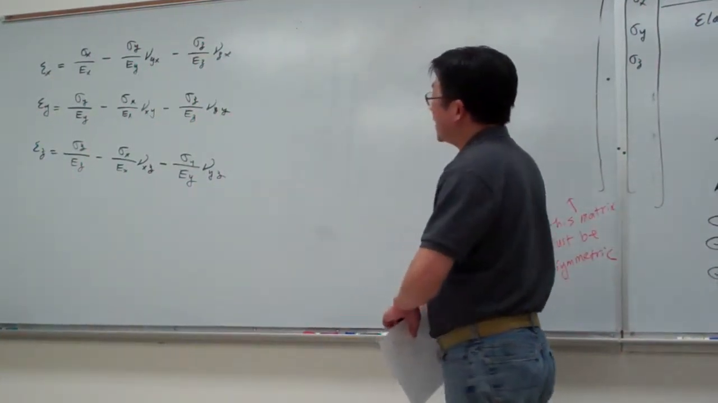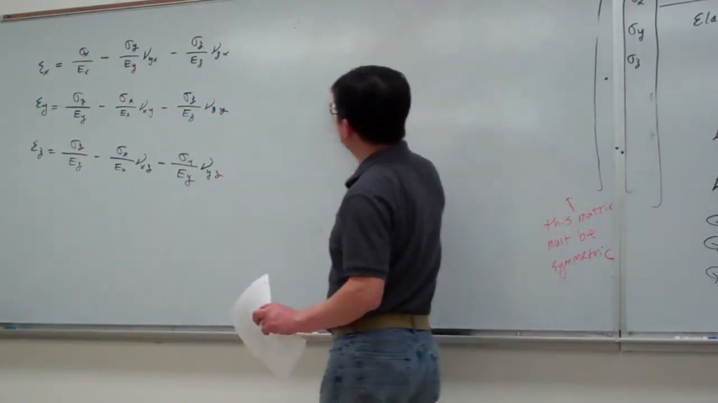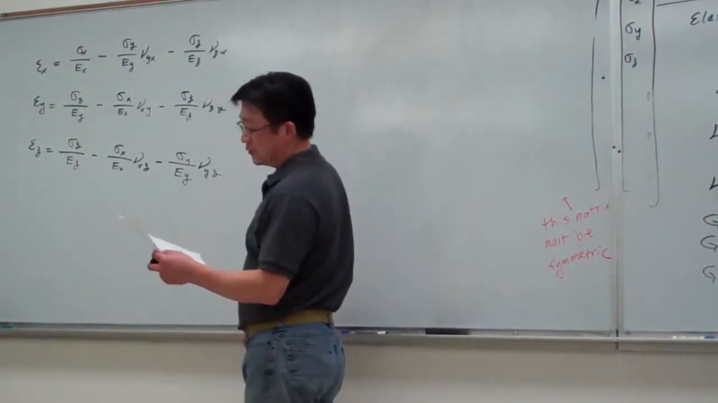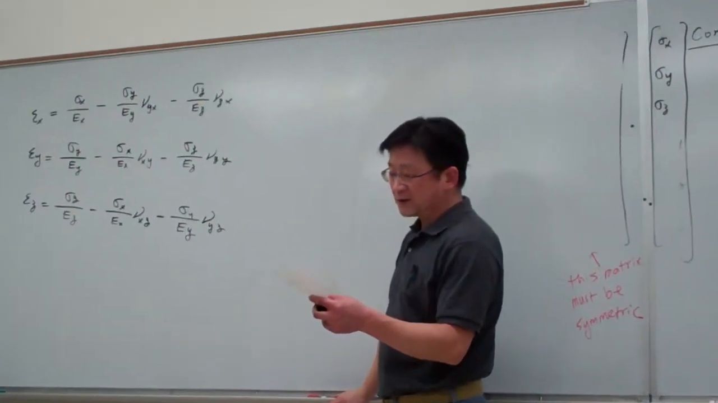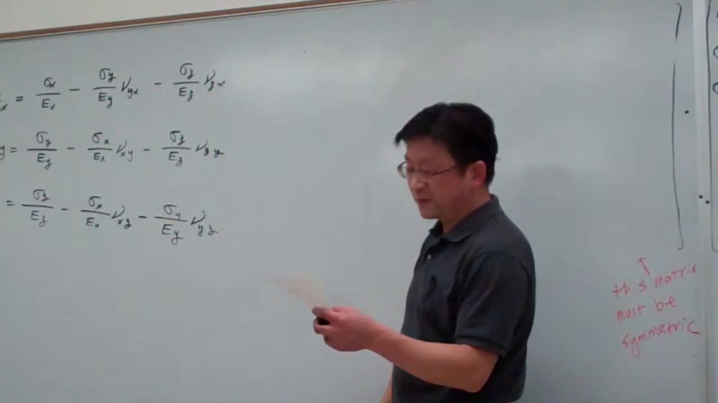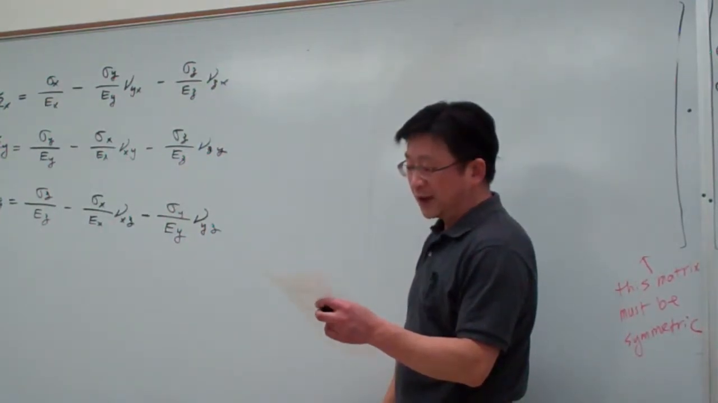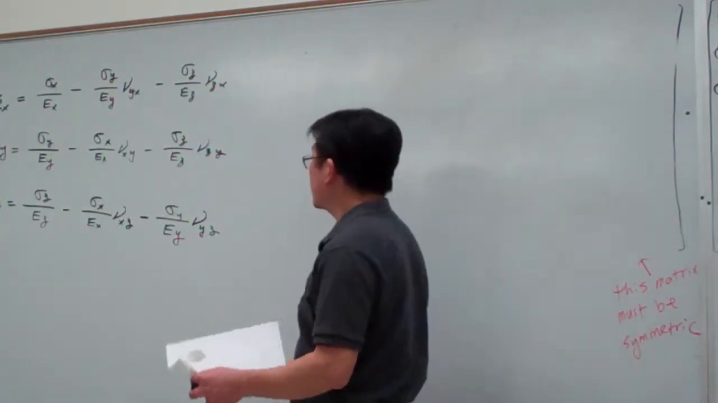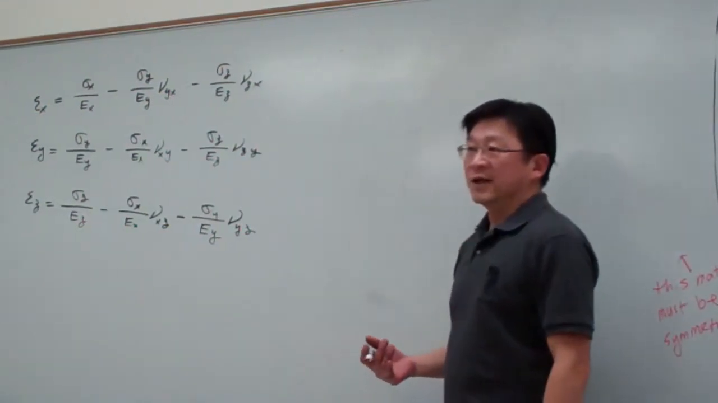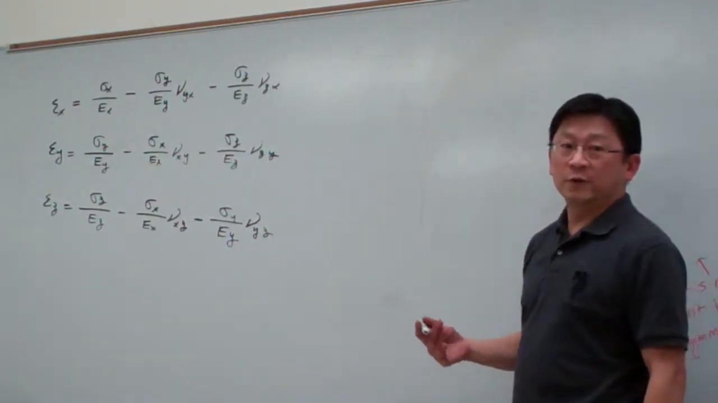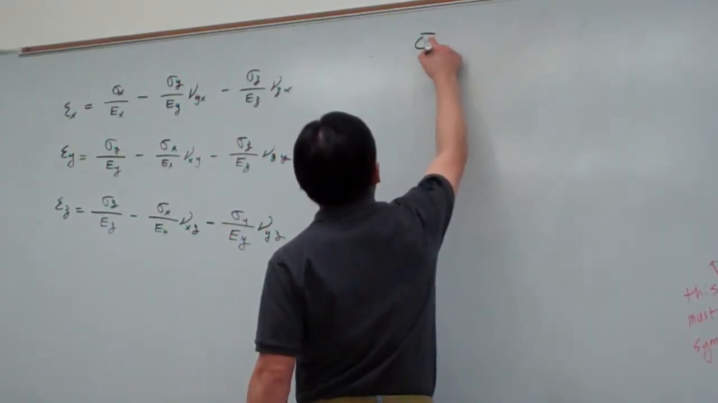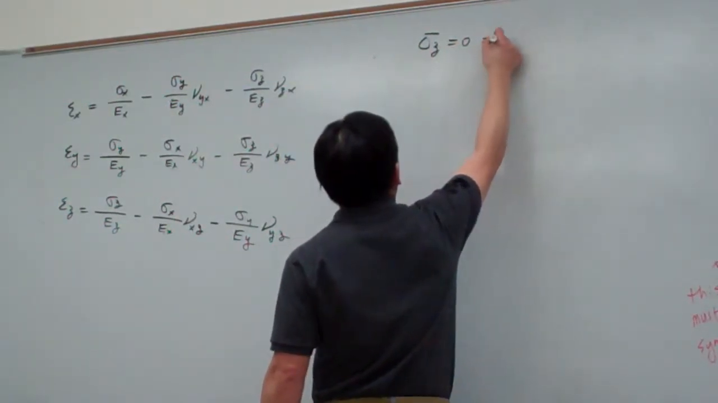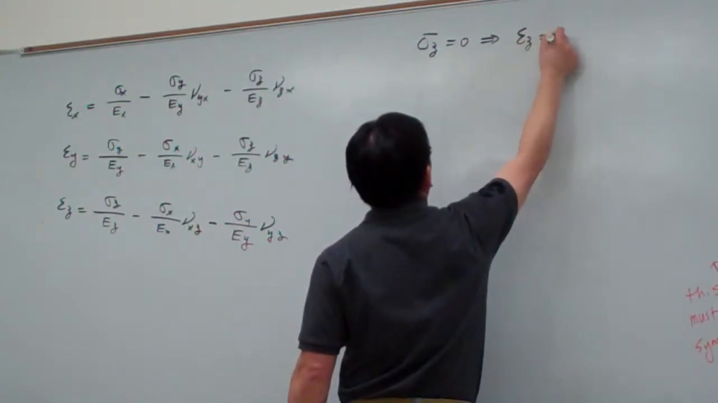And now we look at what three pieces of information we are given by the problem statement. So we can read these problems. The first one: this composite material is constrained against the deformation in the z direction. Z direction is not allowed to deform. What that means? It means the strain in z direction is equal to 0.